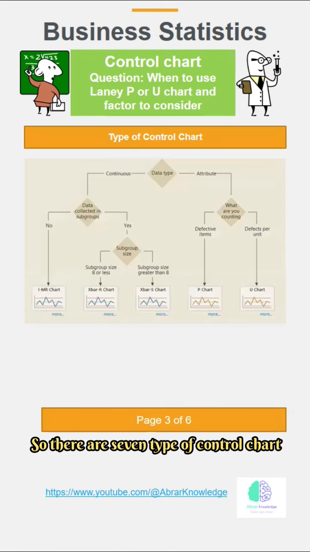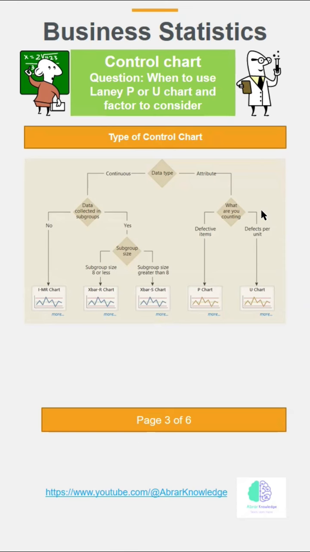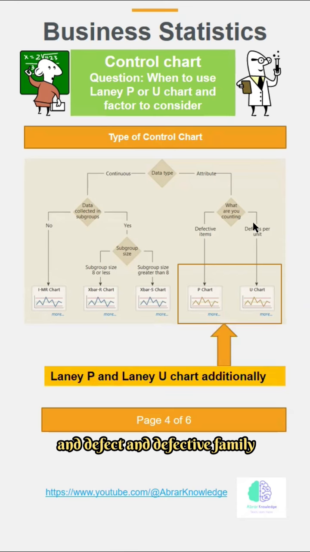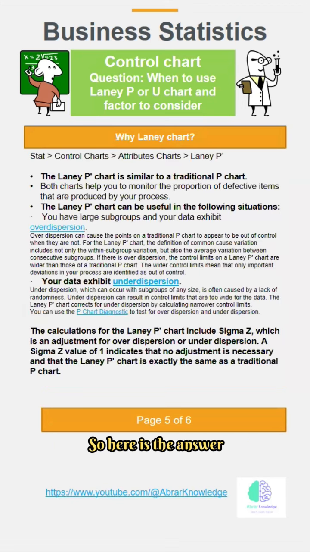So there are 7 types of control charts, and we are specifically talking about the Laney chart, which comes in the defect family and the defective family. The P chart comes under the defective family, and the defect family is the U chart. In the same way, we have an additional chart called the Laney P chart and Laney U chart. And these are the traditional charts, P chart and U chart, and Laney is the additional chart, right? So when to use it? Here is the answer.